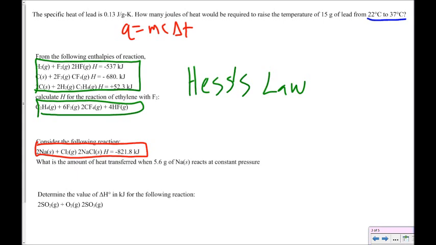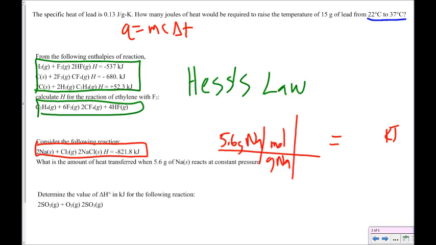So really what's happening here is you've got sodium. In this case, I've got 5.6 grams of sodium, and it's asking me how much energy is going to be transferred. Now, it doesn't really specify an amount, so in this particular case, since I see they give me an enthalpy, it's going to be kilojoules, so I'm going to go to kilojoules. So really all I have to do is get from grams of sodium to moles of sodium, and that's just a molar mass calculation you've done hundreds of times. And remember, this is moles of sodium.